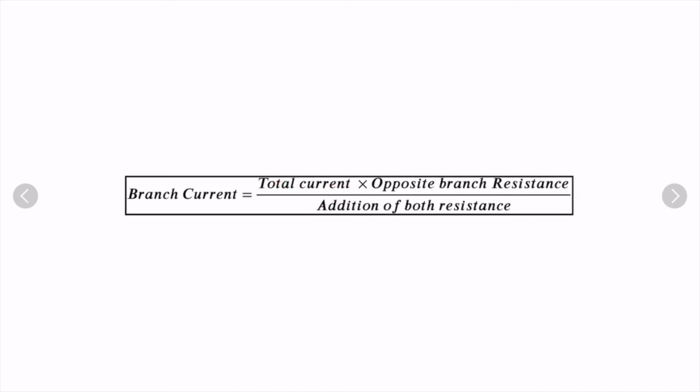Branch current is equal to total current multiplied by the opposite branch resistance divided by the addition of both resistances. So by knowing these formulas, you can directly calculate the particular voltages and currents, and you can easily simplify complicated circuits and save your time.